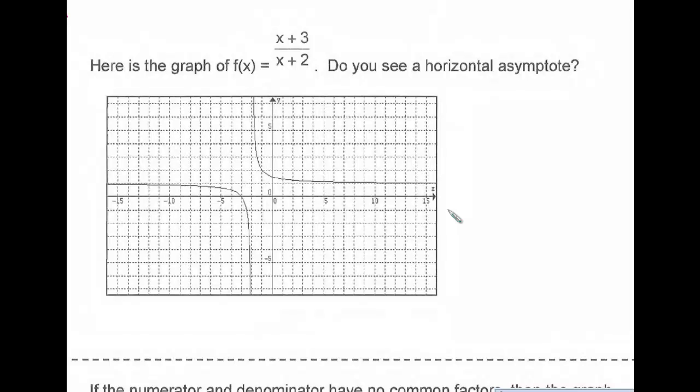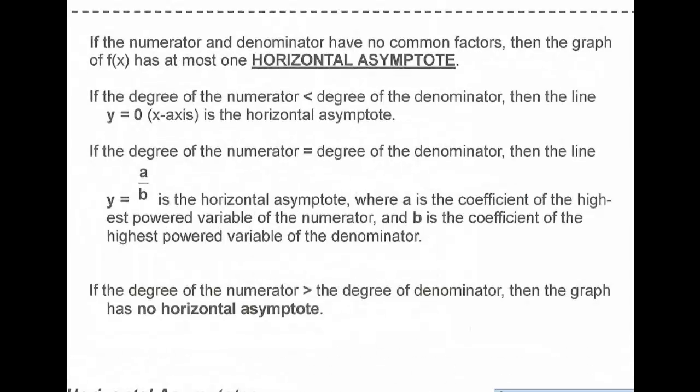We continue Unit 14, Graphing Rational Functions, by looking at horizontal asymptotes. Here we have the graph of the function (x + 3)/(x + 2). Do you see a horizontal asymptote? The horizontal asymptote is at y = 1. We can also look at the equation to determine the horizontal asymptote.